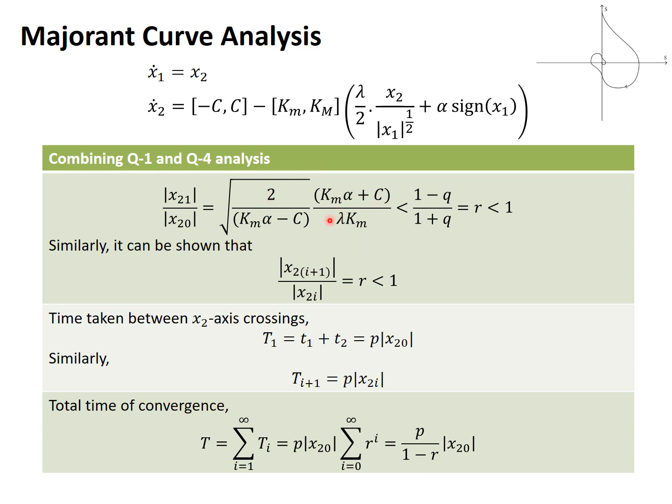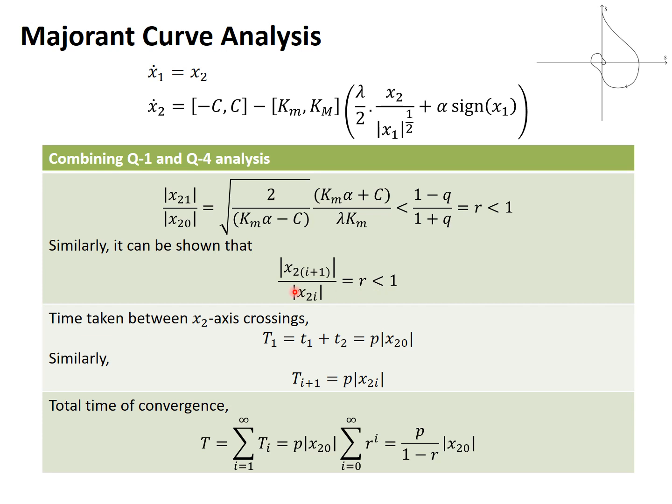So, if you choose lambda to be greater than that particular quantity, then you will see that this part becomes less than (1 minus q) by (1 plus q), which is obviously less than 1 because q is less than 1. So, we have chosen this to be r. Similarly, it can be shown that in every cycle, x2(i+1) by x2i will be equal to r, and this is obviously less than 1. So, this proves the convergence.